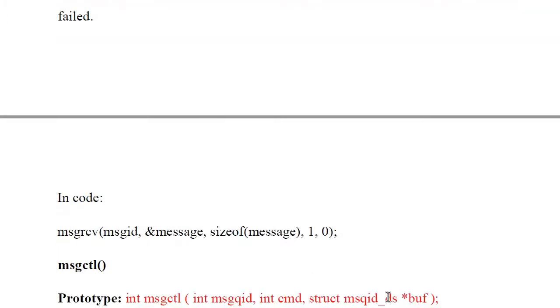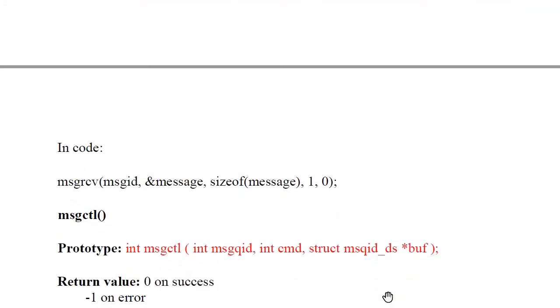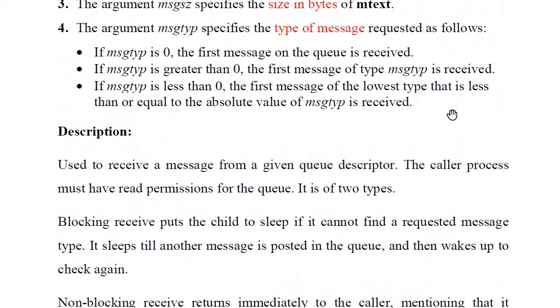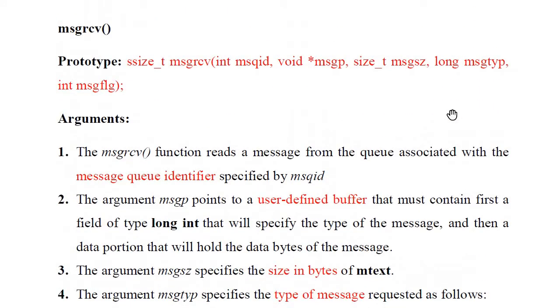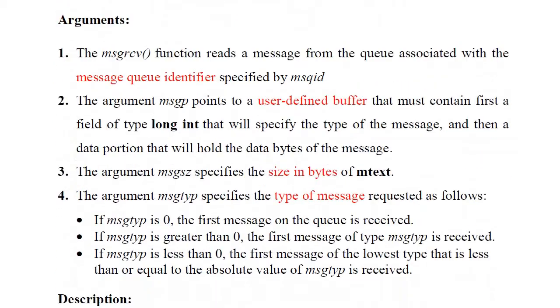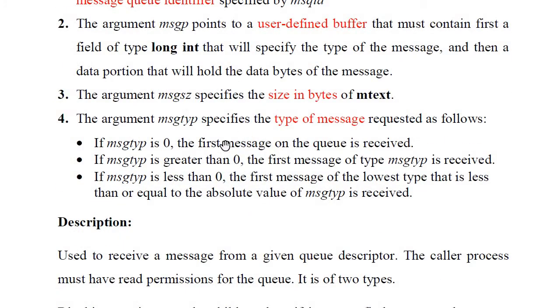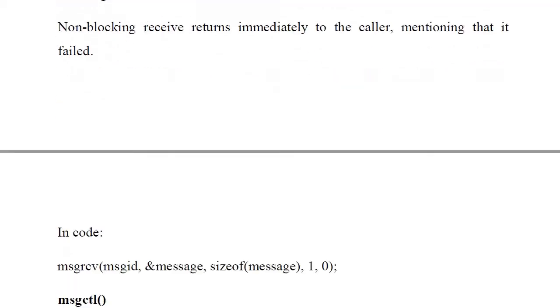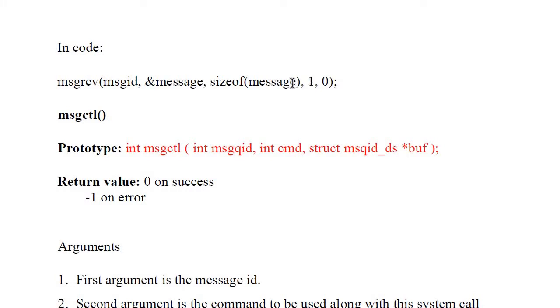Now in this code we have used message receive like this. We have a message ID which is generated there, and we are using a structure which is of type message, and then we have the size of the structure. As I have told, its prototype has two more arguments at the end, which are the message type and the message flag. Here the message type is given as 0, along with the message size.